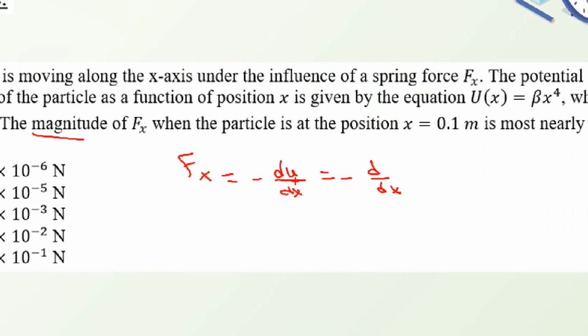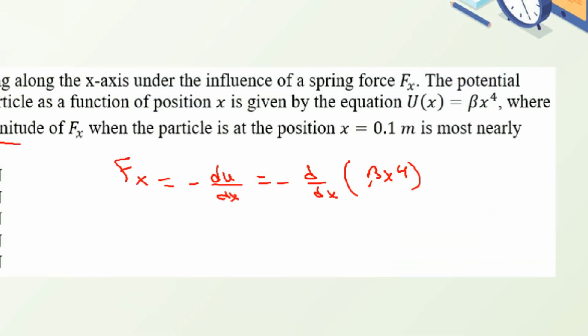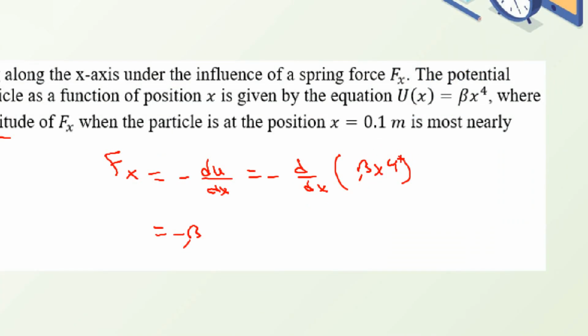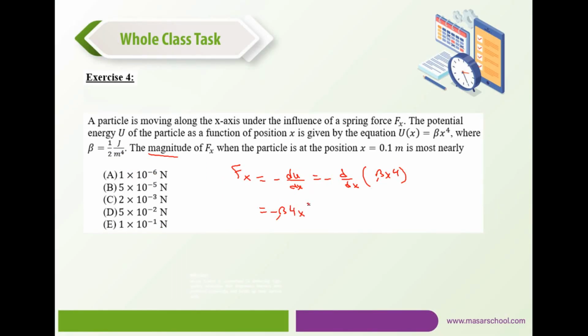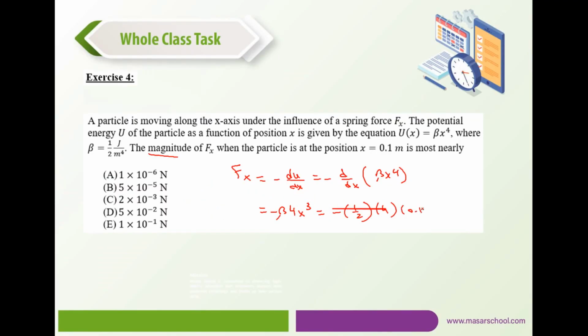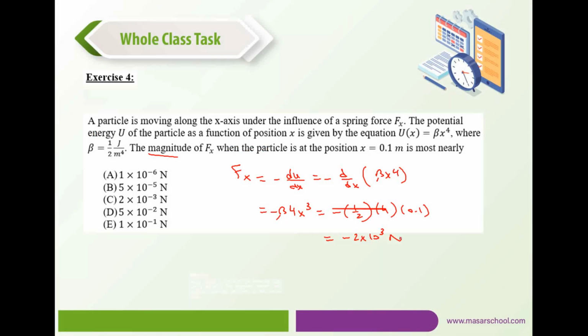of beta x to the power 4. Now beta is a constant, so due to the multiplication, it will be dragged out. And this is a power function, so we drop the power and decrease the power by 1. And that would be beta, given by half, times 4, and at a particular position given by 0.1. Now plugging that into the calculator, that would give us minus 2 times 10 to the power 3. The force F is in newtons. And the correct answer as a magnitude would be C.